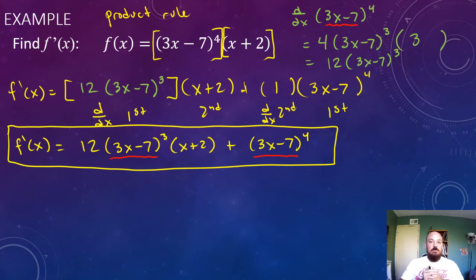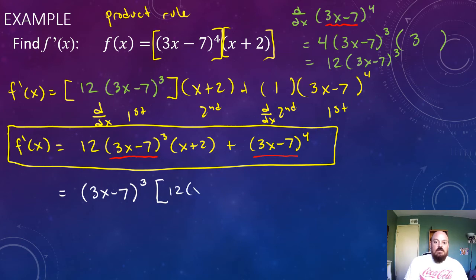If you see the 3x minus 7, the common term, you say, well, let's just factor it out. And what I can do is factor out 3x minus 7 cubed. When you have a common term, you can always factor out the lower exponent. You're basically saying, I got 3 of them here and 4 of them here. I can take 3 out of both of those things. And what's left over if you do that? On the first piece, the 3x minus 7 cubed is completely gone, but it leaves the 12 and the x plus 2.